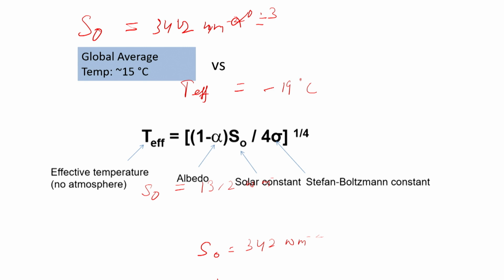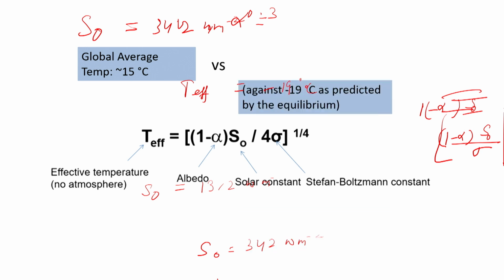But if you use the equation like 1 minus alpha into S0, sorry, it is not writing properly. So, let me write this again: 1 minus alpha into S0 divided by sigma, and you take the 1/4th root of this. If you use this one, then here you have to use S0 as 342 watts per meter square. Okay. So, I hope that is clear.